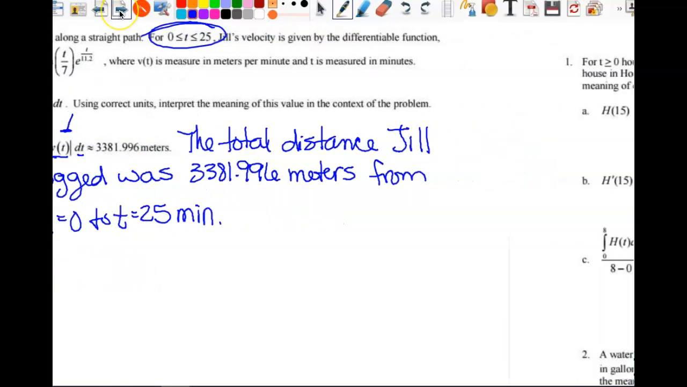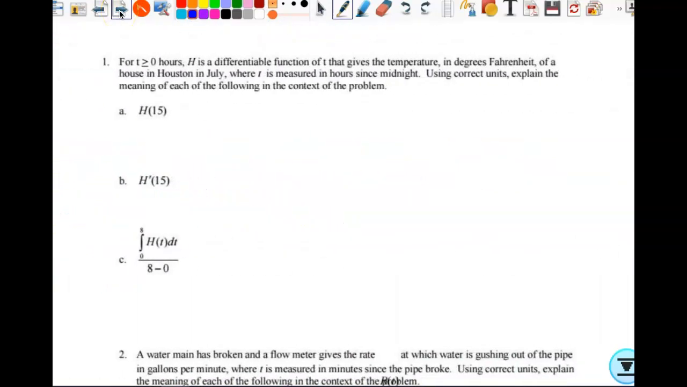All right, so I want you to look at this next one. For t being greater than or equal to 0, h is a differentiable function of t that gives the temperature in degrees Fahrenheit of a house in Houston in July, where t is measured in hours since midnight, using correct units. Okay, so before you do any of this, all I want you to do, you can talk to each other about this, is to the left of A, B, and C, I want you to put what the units would be for each one of these things. Does that make sense? Just figure out what the units are for A, B, and C and write them out here to the left.